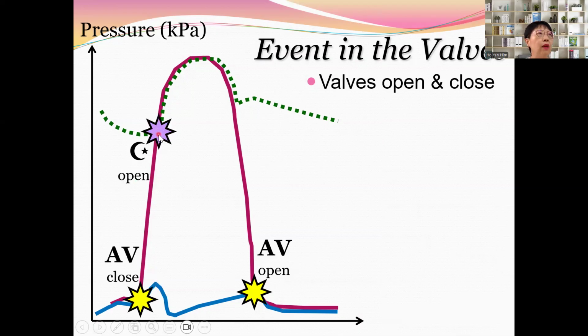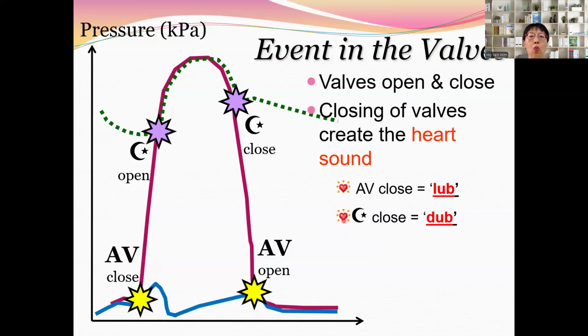When the semilunar valve opens, just remember the moon is at the sky. So on top here is the semilunar valve, so the bottom must be the AV valve. The moon is at the sky. At this point, the valve opens, that's why the two lines become the same. And when the valve closes, the two lines become different. Very easy to identify.